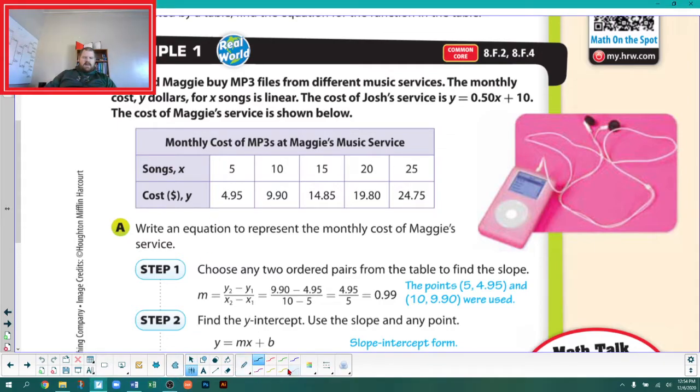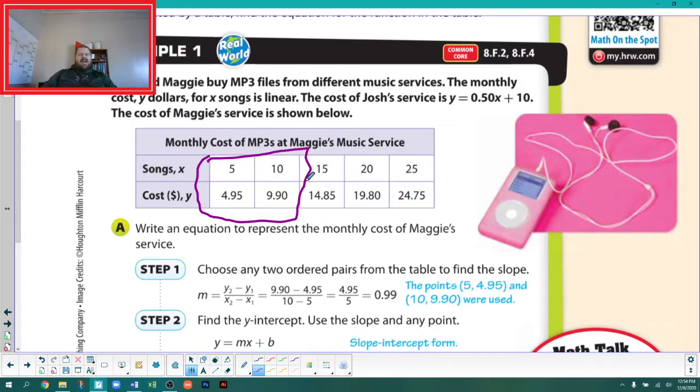I guess a pen would be helpful. All right. So they're picking the first 2 points here. And they're finding the equation. Sorry, we're having some pen issues already.